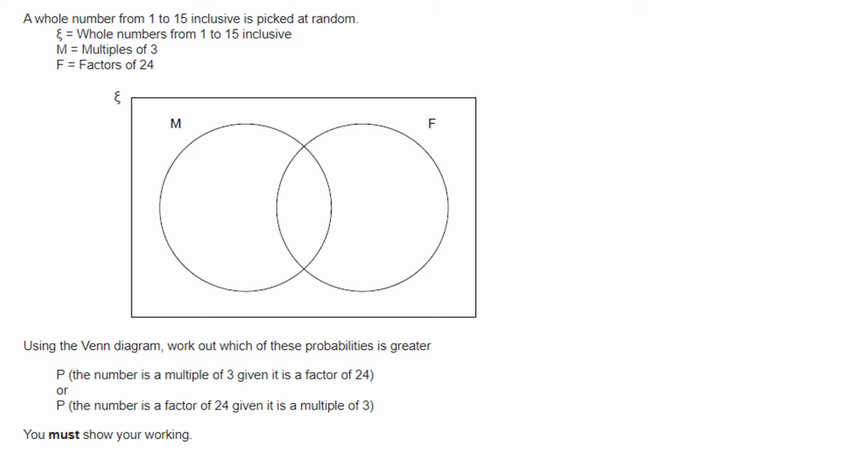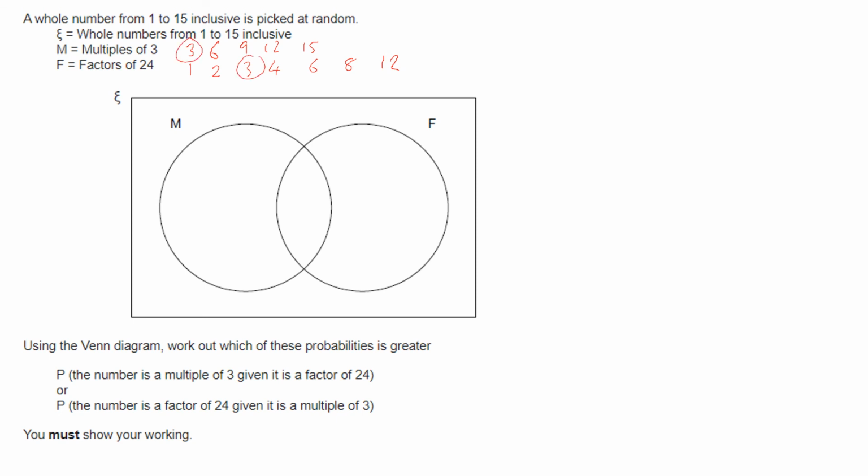Okay, let's look at one last exam question that uses this given that terminology. We're told we've got a number from 1 to 15, and M is the multiples of 3 and F is the factors of 24. We want to fill in our Venn diagram to work out which of these is bigger. So I think the first thing we should do is fill in the Venn diagram. Those are the multiples of 3 between 1 and 15. Factors of 24, so those are things that divide into 24. There's quite a few of those really. I should really be putting these as factor pairs, but well, those are all the ones from 1 to 15.